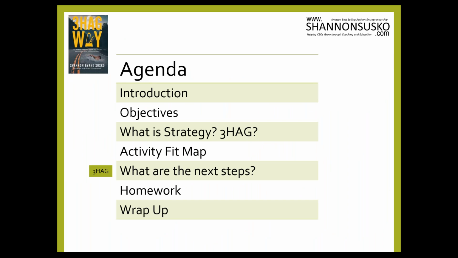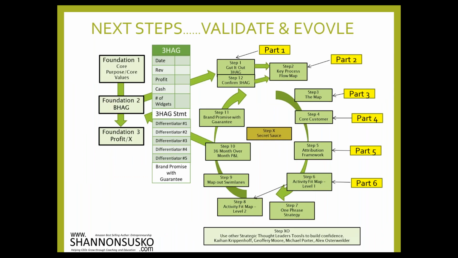So what are the next steps? And I sort of will step through and rehash where we're going. So the next step today, we worked through the activity fit map level 1 and level 2. Our next session, we're going to talk about our one phrase strategy, where that comes from, how do we come up with that, why is it important, and how do we map out our swim lanes from here? What are swim lanes? Why are they important? Why now do we need swim lanes?